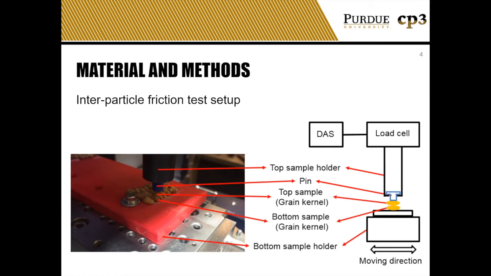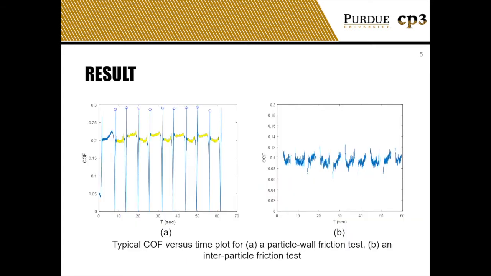The difference between particle wall and interparticle friction test setup is in the bottom samples. For the particle wall friction test, the test material in the form of a circular disc was directly affixed to the bottom sample holder. For the interparticle friction test, green kernels were glued onto a 3D printed plate as the bottom sample. MATLAB scripts were written to calculate the static and dynamic friction coefficients from the normal and tangential force measured by the load cell.